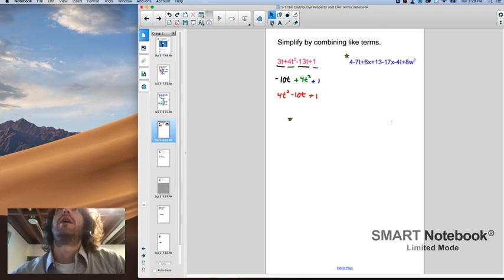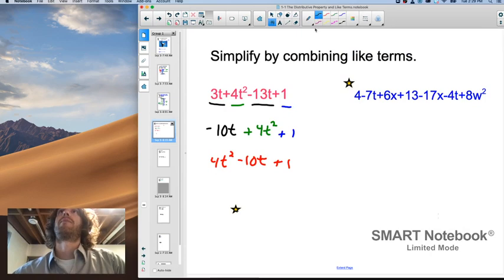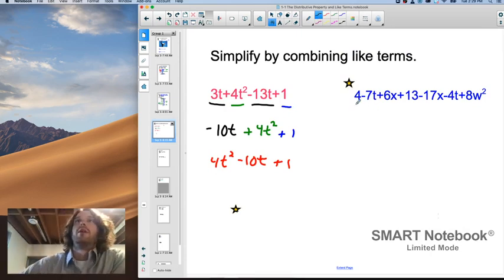Oh boy. Zoom in. That's nice. That's real nice. Okay, starting with black. Going through. The first term is a constant, it's 4. So I'm going to underline that in black, and I'm going to go through and find all the other constants. 13 is 1. Okay, so now there are no others, so now I can add these together.